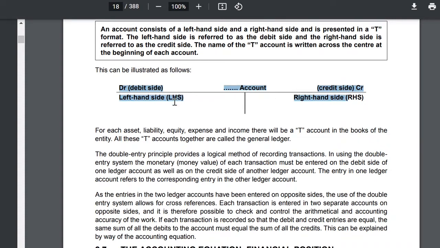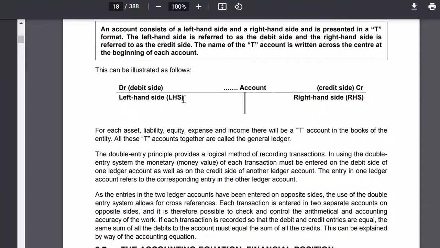So an income, a sale is an income. And when a sale and income increase, you're gonna credit it on the right-hand side. And bank is an asset, and when an asset increases, you're gonna debit on the left-hand side. So this is just a simple example I'm giving you guys just to explain this double entry principle.